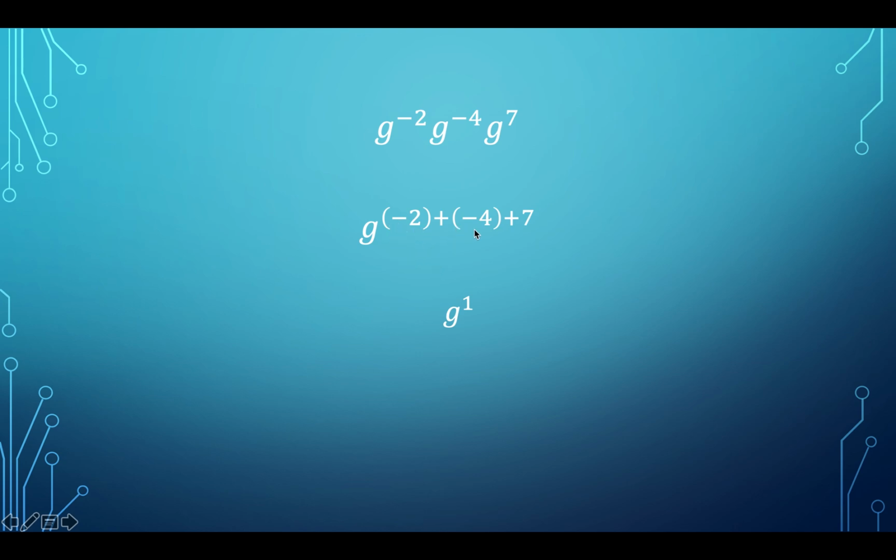Negative 2 plus negative 4 gives us negative 6. Negative 6 plus 7 gives us 1. So your final answer would be g to the 1, or you could just write it as g. If there's no exponent there, then it's understood to be to the first power.